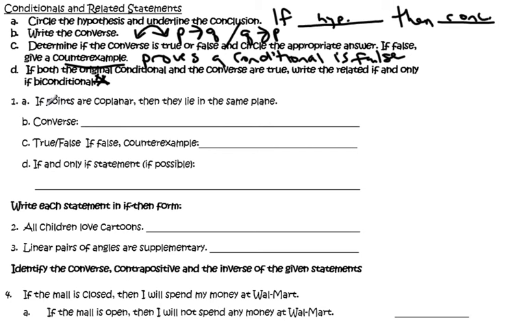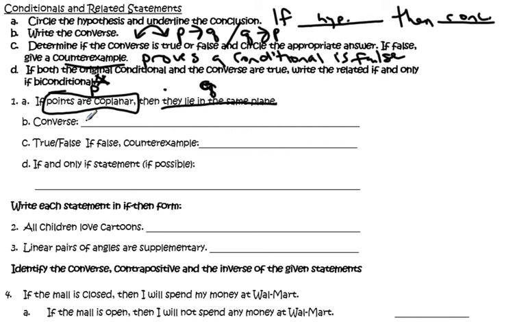So for part 1, we're going to circle the hypothesis and underline the conclusion. The hypothesis is what follows the if before the then. So points being coplanar is my hypothesis, and we can call that P. Then they lie in the same plane. So let's underline the conclusion. They lie in the same plane. That's Q.